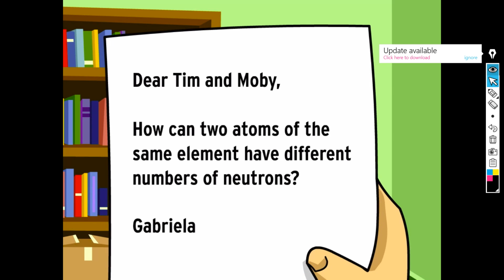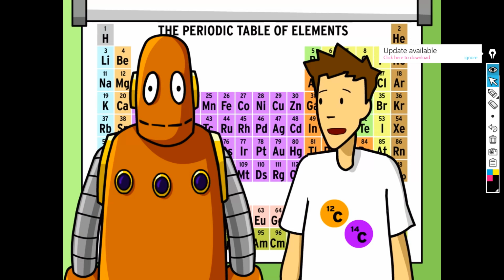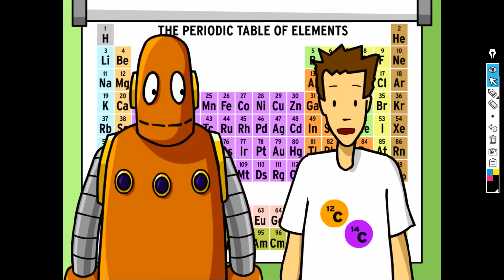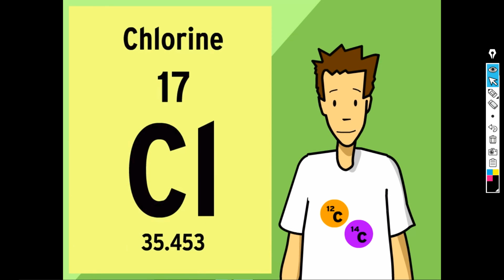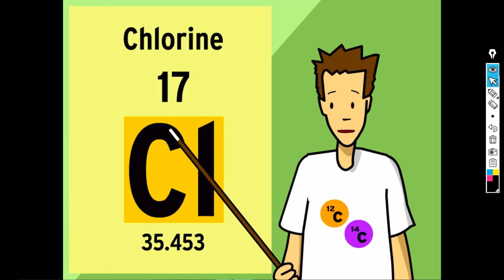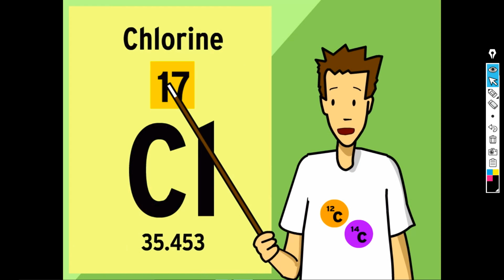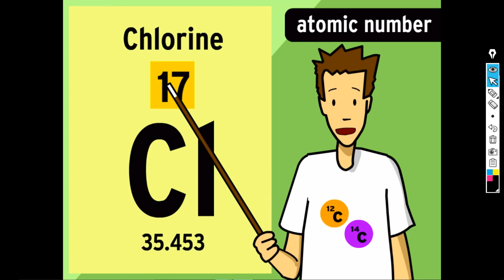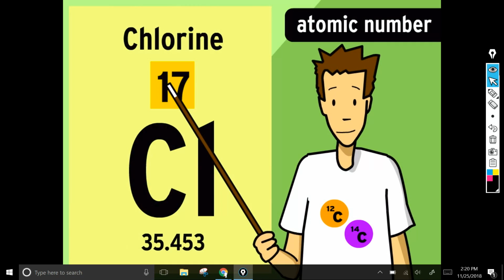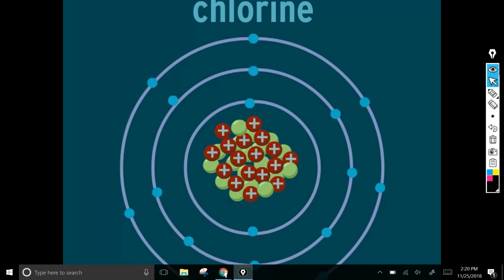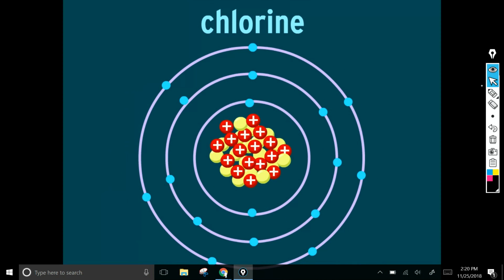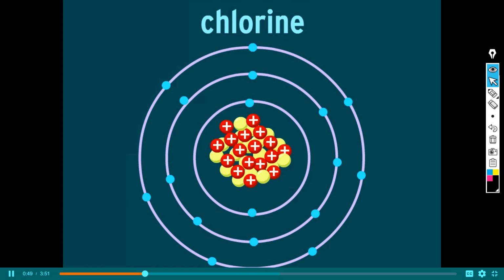From Gabriella. Whoa, I think we've got the periodic table of elements handy. Let's look at an element as it's shown on the table. How about, say, chlorine? Cl is the symbol for chlorine. And this is its atomic number, the number of protons in its nucleus. So remember, the atomic number is what makes each element unique. Every chlorine atom in the universe.